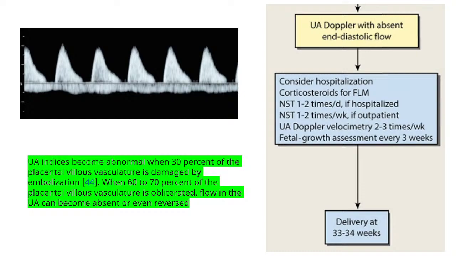Umbilical artery Doppler becomes abnormal whenever 30% of the placental villus vasculature is damaged. So, once 30% vascular damage occurs due to any cause, maybe due to thrombi, maybe due to embolization, maybe due to placental abruption, whatever may be the cause, there may be abnormality in the umbilical artery Doppler. When it is 60% to 70% damage, the flow will be absent or reversed.